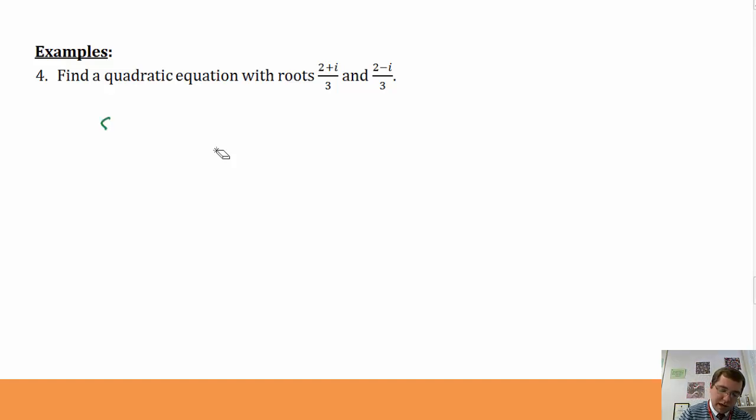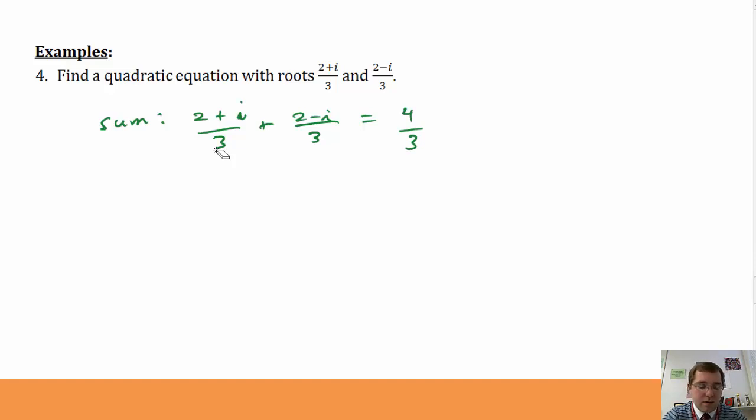So what is the sum? The sum is we add 2 plus i over 3 plus 2 minus i over 3. These are fractions. They have a common denominator of 3 already, so if we add them together, we add the numerators. 2 plus 2 is 4. i minus i is 0. So we got 4 over 3. The sum is 4 over 3.